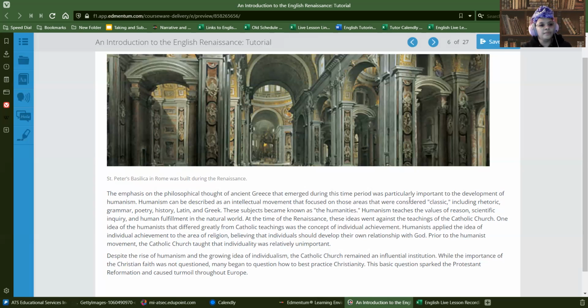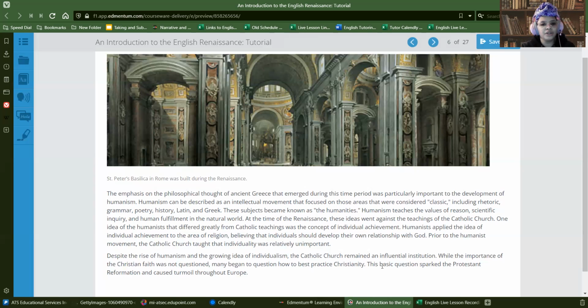So with the rise of humanism and people being really into individualism, the Catholic Church was still influential, but not as much. People weren't questioning whether or not Christianity was important, even with all of the issues with corruption in the church and things like that. So people weren't saying, "Oh man, is Christianity the way to go?" There was no question there. People believed very strongly in Christianity at this time, but they were questioning what's the best way to practice Christianity. And it was this question that helped spark the Protestant Reformation.